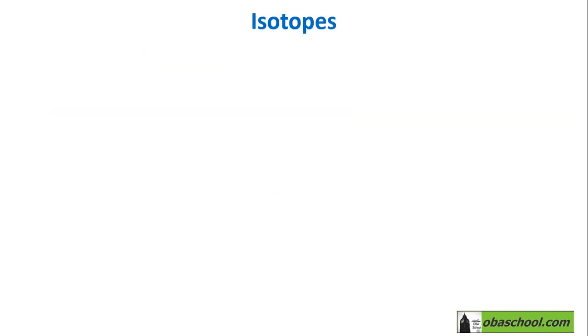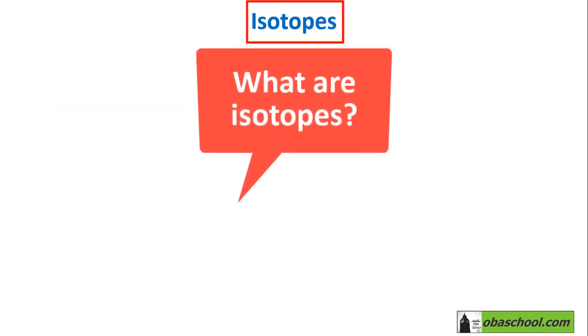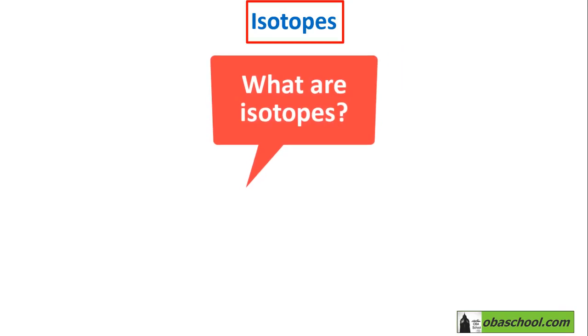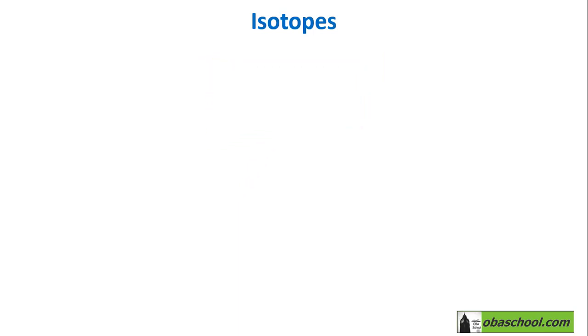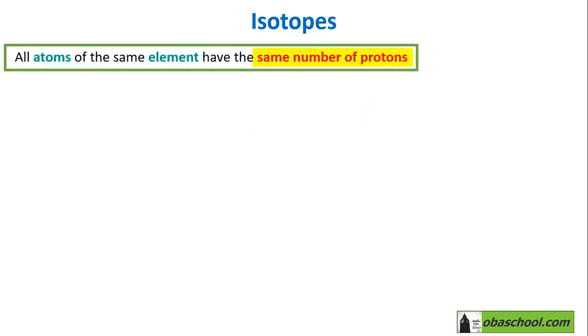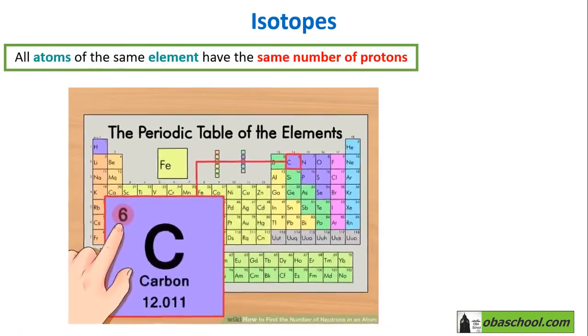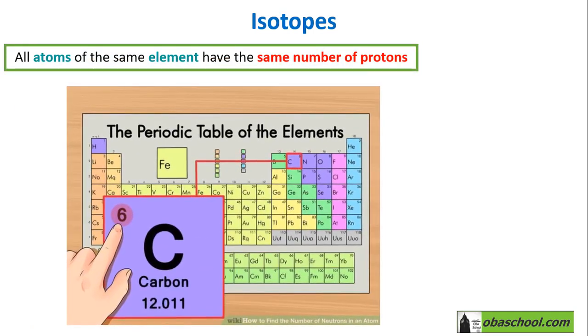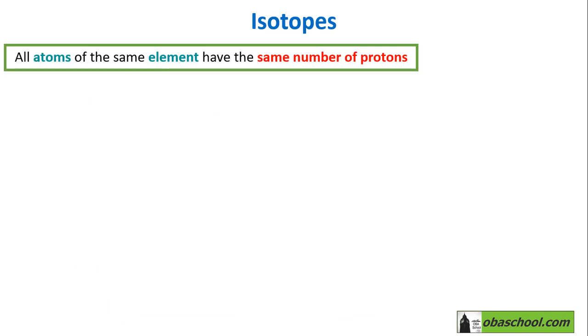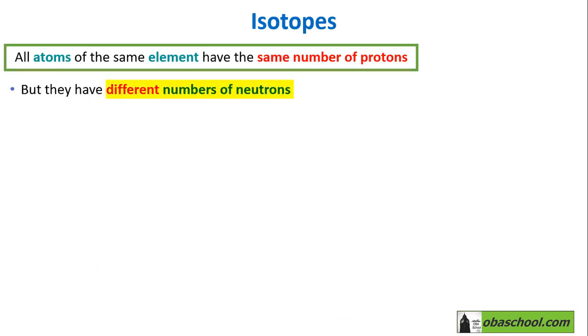Let's discuss first isotopes. What are isotopes exactly? Well, we have said so far that all atoms of the same element will have the same number of protons, and therefore we can use the number of protons in order to identify what element an atom is. However, it is possible for atoms of the same element to have different numbers of neutrons. And how come that is possible?